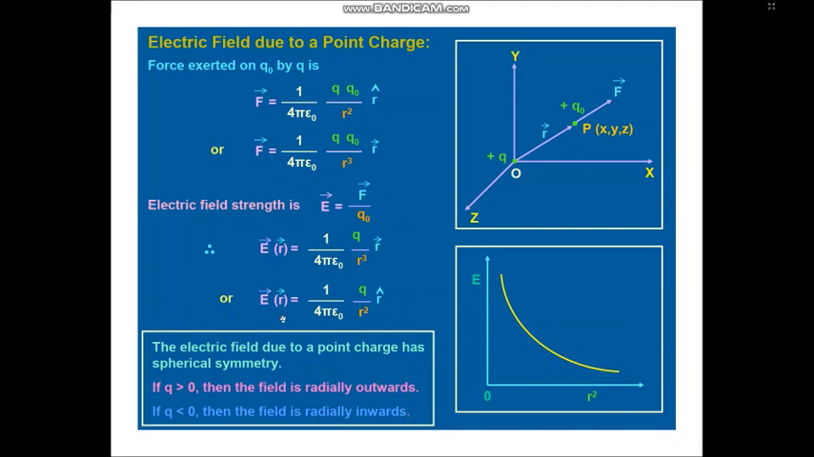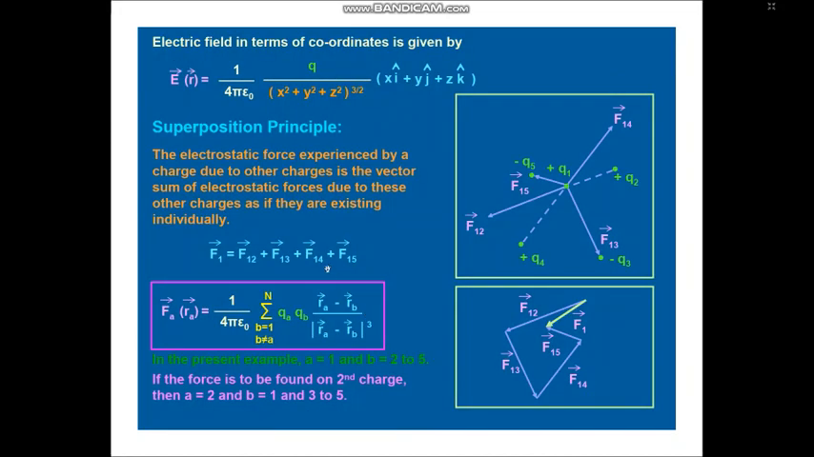The electric field strength does not depend on the test charge Q0. Electric field in terms of coordinates is given by E is equal to 1 by 4 pi epsilon naught Q by (x square plus y square plus z square) whole to the power 3 by 2 times (x i cap plus y j cap plus z k cap).